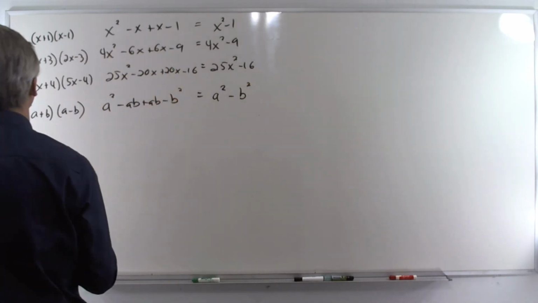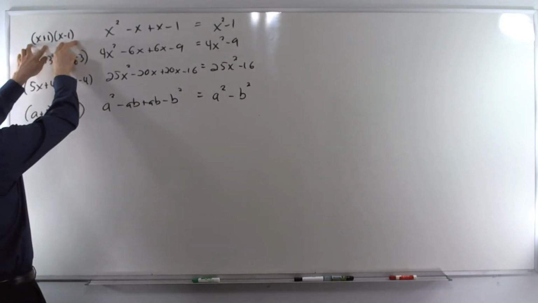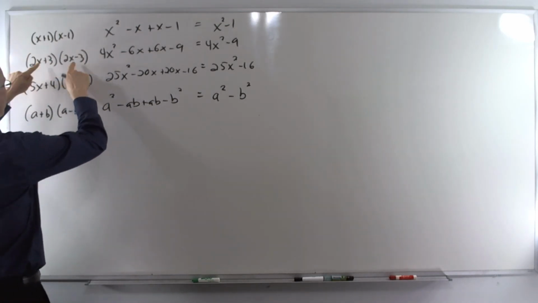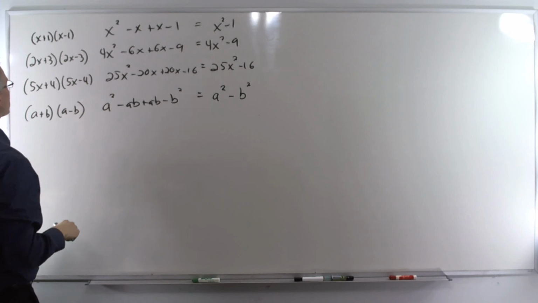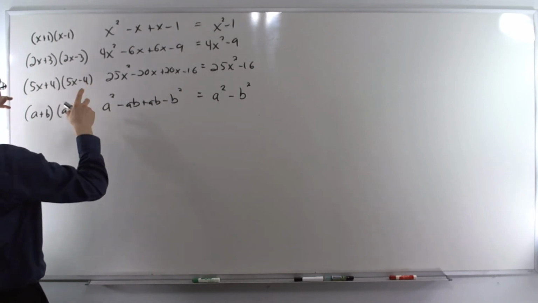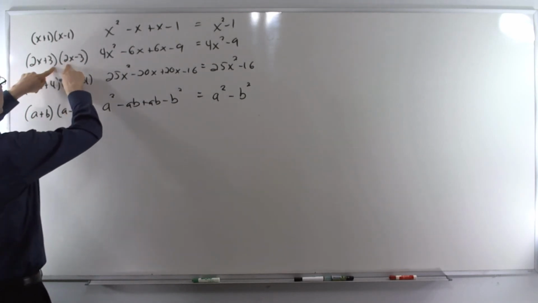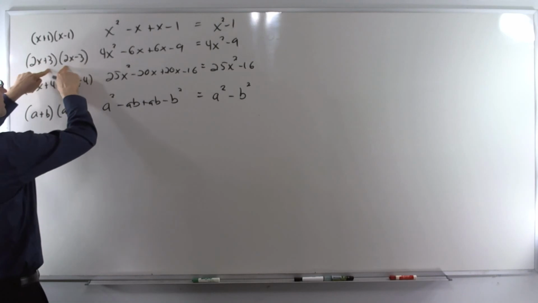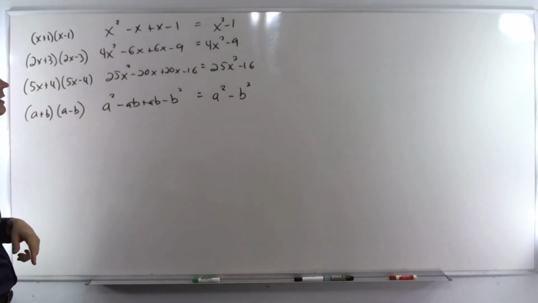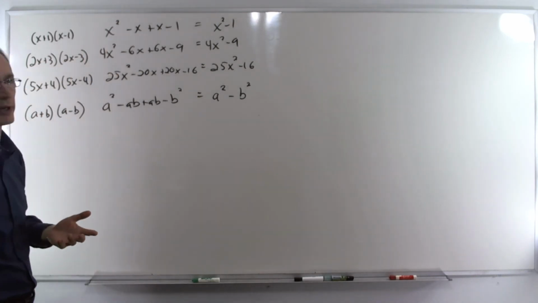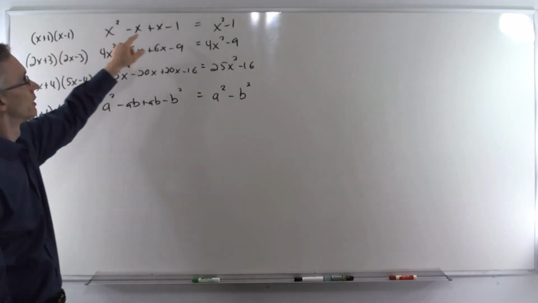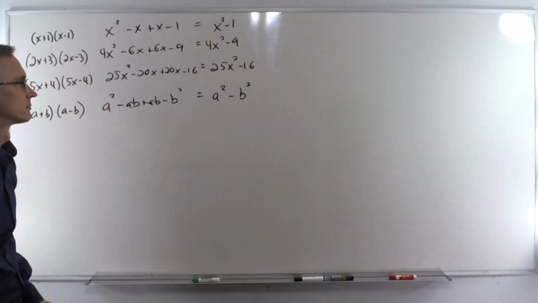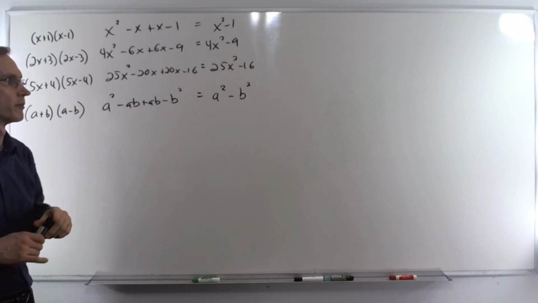So let's see why that happened. Well, it happens because we have matching binomials except for the signs. The only difference here is the signs. So that means when we do inside and outside, we're going to get the same term but with an opposite sign. That's why they cancel. So this is basically a shortcut way of going from this form to this form. And that's the difference of squares formula.